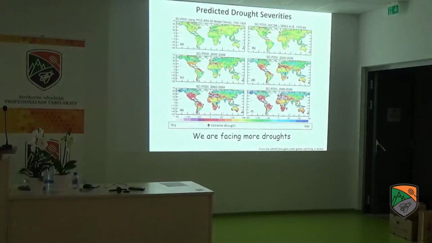And we are facing more droughts right here. If you look at drought intensity, the more intense the drought, the more red and purple it is. This is averages from 1950 to 59. You don't see it very much there. Averages from 2000 to 2009, we're starting to see droughts.